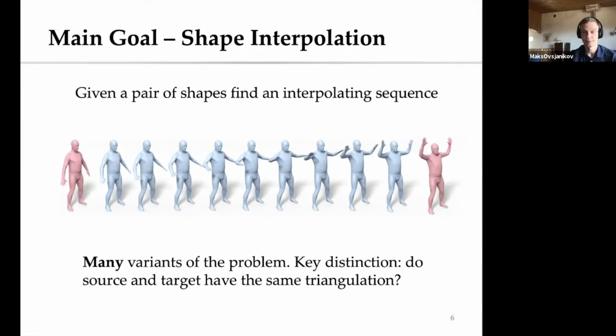And there are many, many different variants to this problem. And I would say that one of the key distinctions when you're studying this problem is, do you assume that the source and the target shape have the same triangulation? Right, so basically, whether you make this assumption or not really forks which approach you're going to take. So I'm going to discuss a few of those.